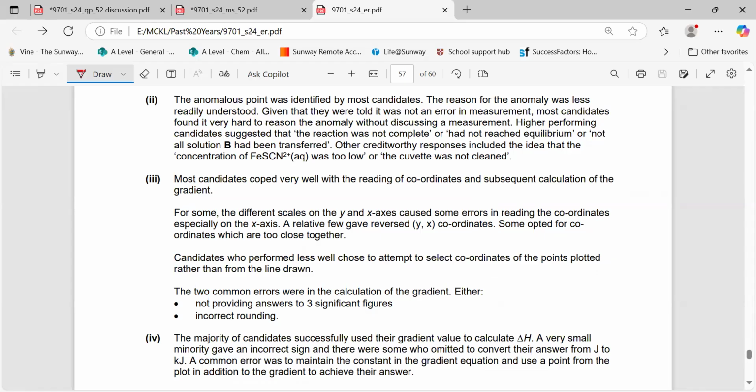That means a lot of students, when they want to explain the anomaly, tend to blame it on the measurement, where the measurement was taken a bit earlier or later than expected, somewhere along the line. All right. Higher performing candidates suggested that the reaction was not completed. That means not all of the thiocyanate was converted yet, okay? Or it has not reached equilibrium, or not all solution B was transferred. Okay, now other credit-worthy responses included the idea that the concentration was too low or the cuvette was not clean.